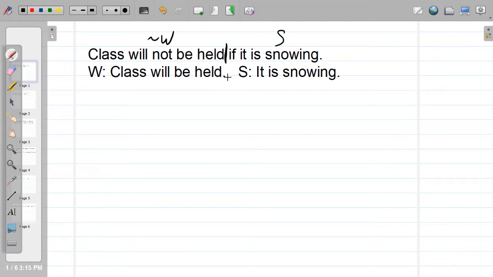Now it's just a matter of getting S and not W in the right order. So the rule that I gave you last time was, of course, whatever comes directly after if is the antecedent. The antecedent is the first part of the conditional. So that means S is the antecedent of this conditional. If S, then not W. Yeah? Any questions about that one? Okay, let's do a harder one.